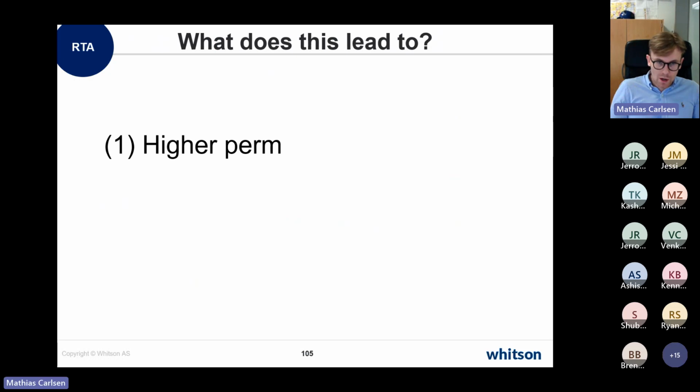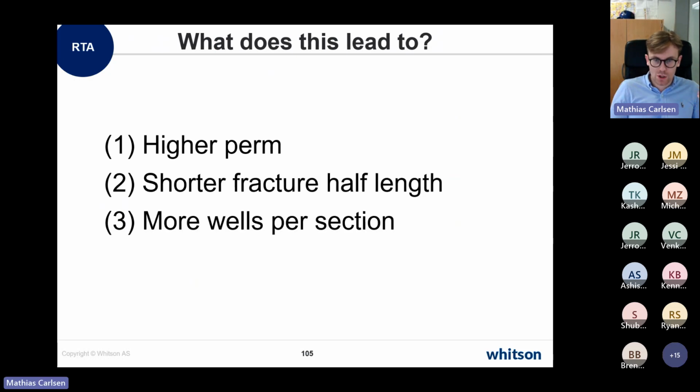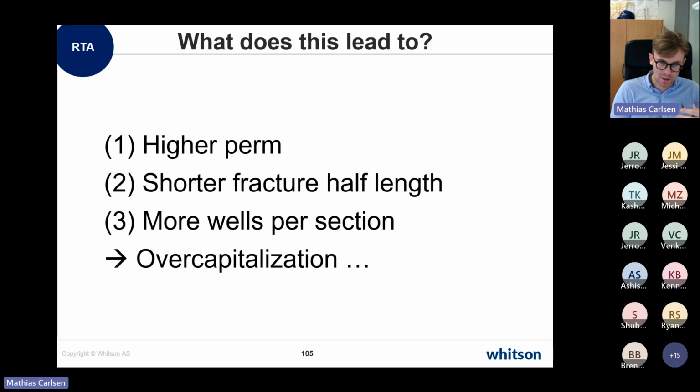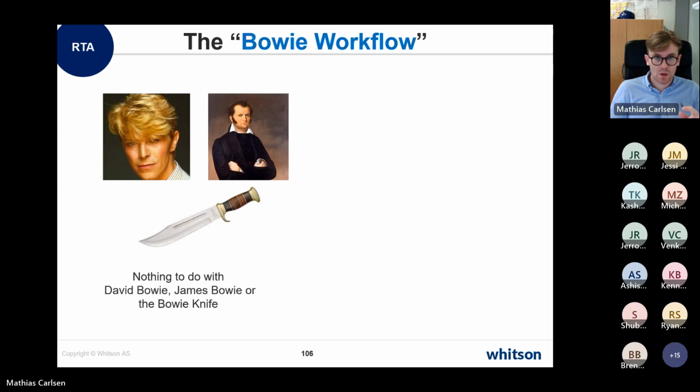It leads in general to higher permeabilities, shorter fracture half lengths, and justifying more wells per section, which in many cases have led to overcapitalization. And that was actually where Apache came from when they introduced this workflow back in, I don't know how many years ago now, on the Midland side of the Permian Basin.